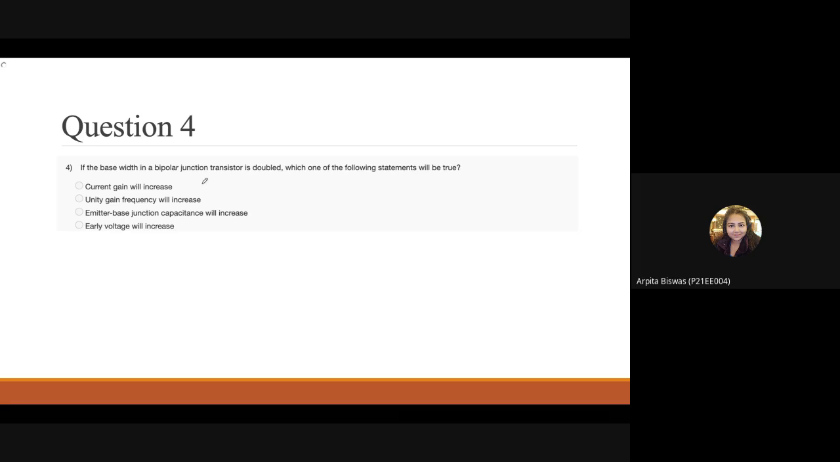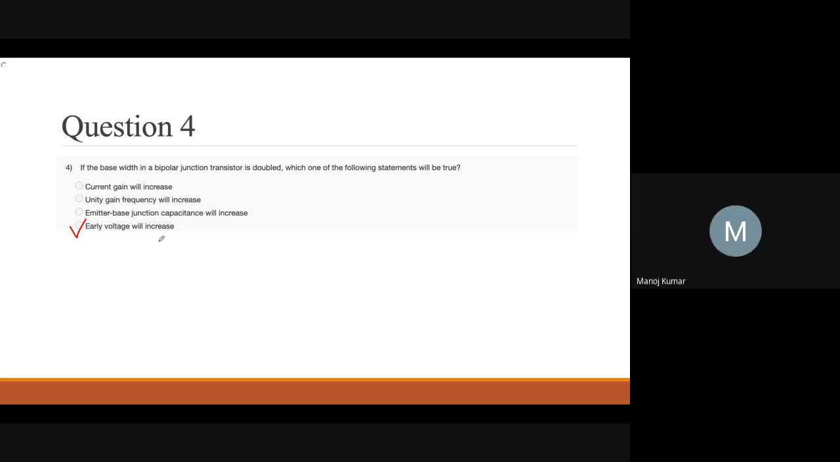Tell me what happens if the base width is increased. Then the base current is also increased. Yes. Which option? Fourth option, ma'am. Early voltage will increase. Yes. Option B is the right option. Can you explain a little bit? Then I will tell. What is the reason behind it?